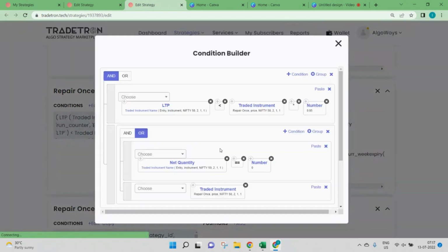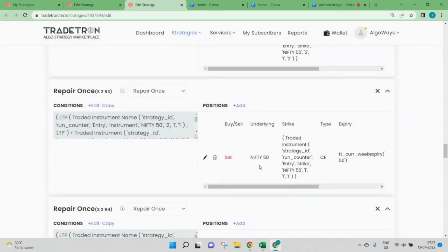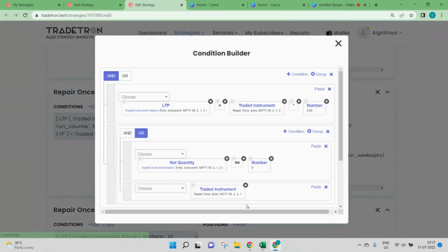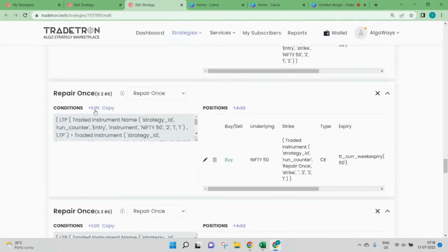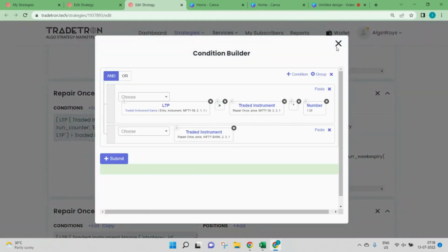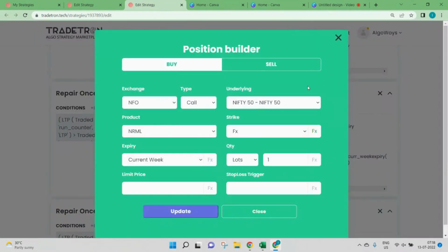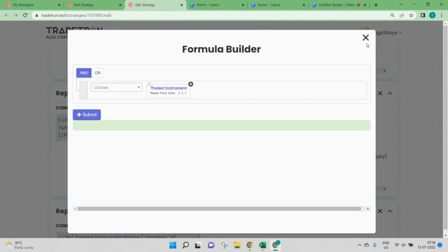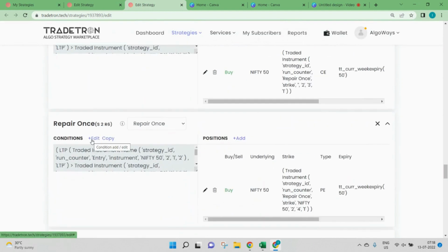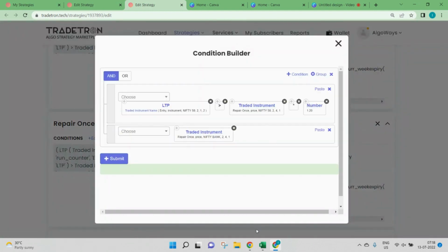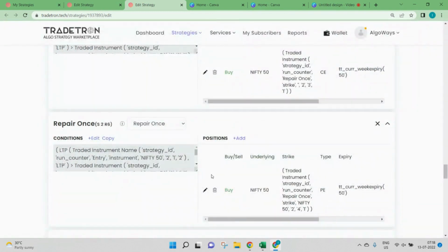Again re-entry. If the LTP comes down by 15%, then we do the re-entry again in call. Similarly, if the put has hit the stop loss and it comes down by 15% again, we take the re-entry in the put option. This is the stop loss of the re-entered legs, 20%, as in case of Bank Nifty as well. Same thing, nothing else. Only thing we have to replace Bank Nifty by Nifty, and we have to replace set number 1 by set number 2. Nothing else. We can copy and paste.